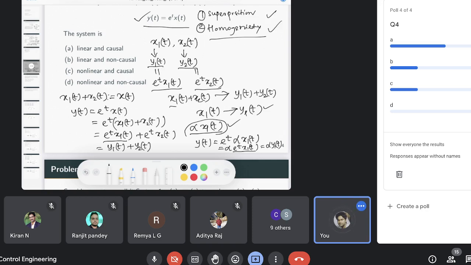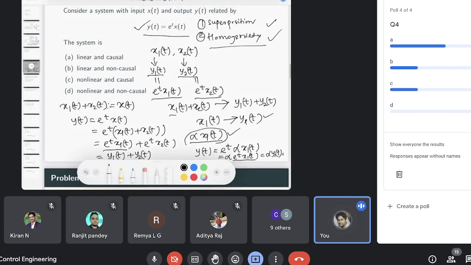And for causality, you just have to check how the output depends on the input. As you can see, the output at time t depends only on the input given at time t. It does not depend on future inputs, so the system is also causal. So the system is both linear and causal.